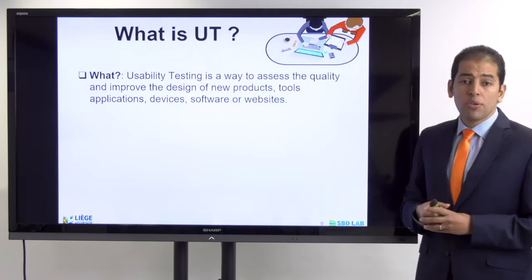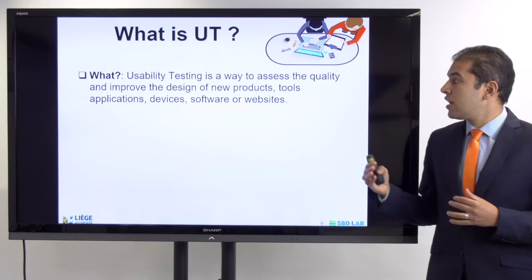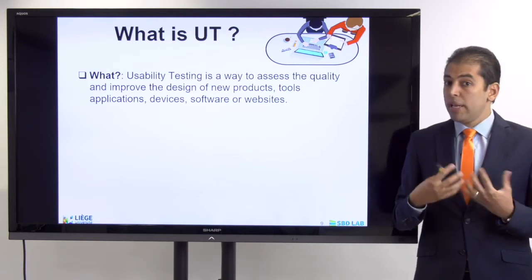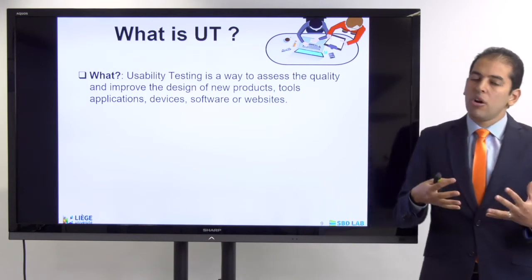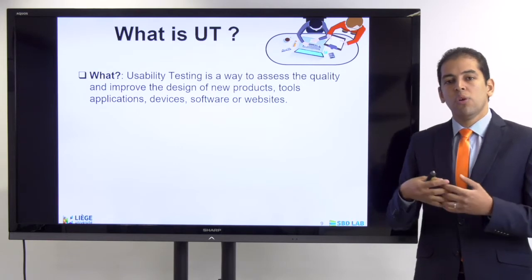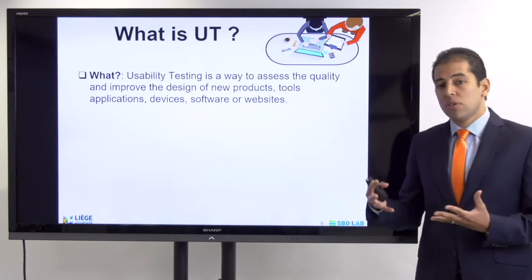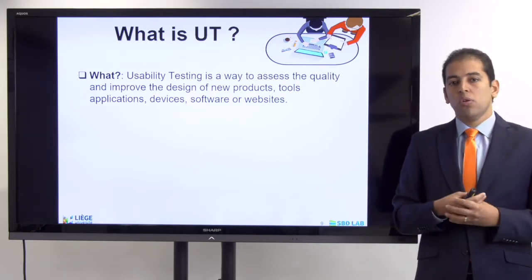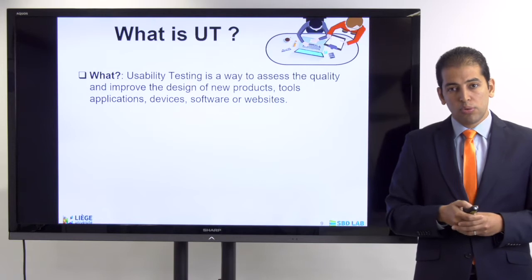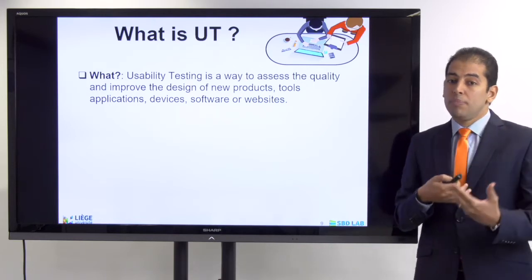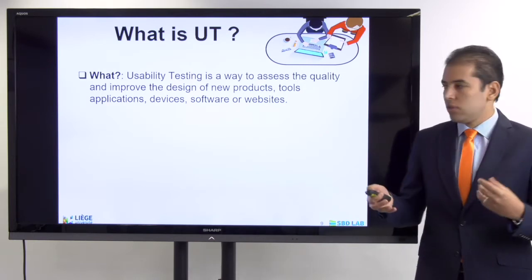So when we talk about usability testing, it is simply a way to assess the quality and improve the design of new products, tools, applications, devices, software, or websites. Usability testing is very commonly used by computer scientists when they do website assessments, but it can also be used by designers, architects, industrial designers, and product developers. It is a systematic technique to assess the quality of a certain prototype, and it's mainly used during the development phase of the design, or during the early design phases of a certain product or prototype.